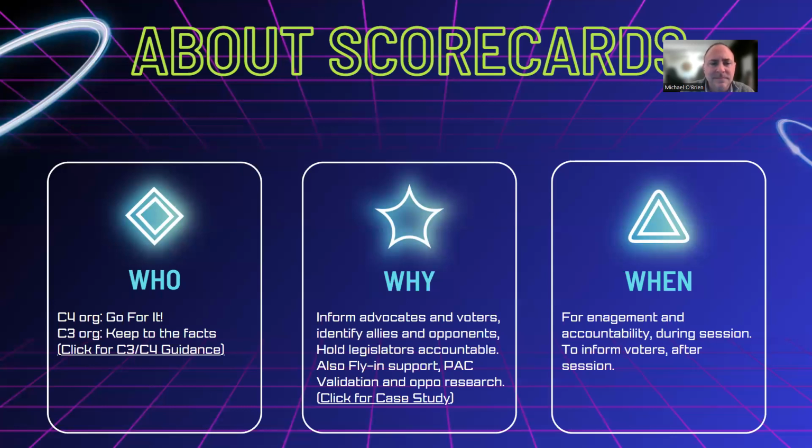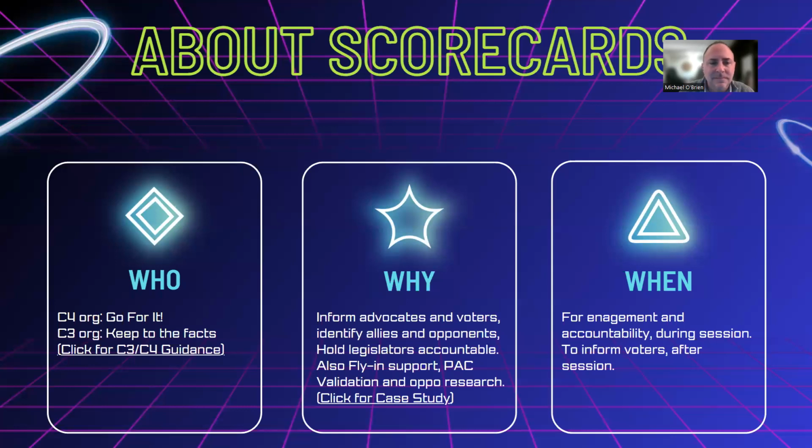And then why you might want to use a scorecard. We've chatted about that a little bit already: to inform your advocates, voters, employees, etc. You also could use it to identify allies and opponents. So if you are hoping to get a bill introduced, you can find people who have done similar work and work with them. And you can maybe figure out who is against that stuff and reach out to them ahead of time and figure out how you might be able to write a bill that they could support. So it's a way to do a little bit of research.